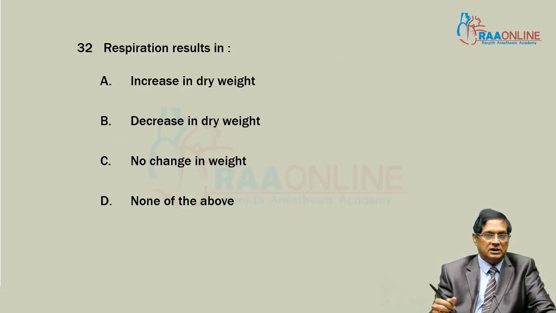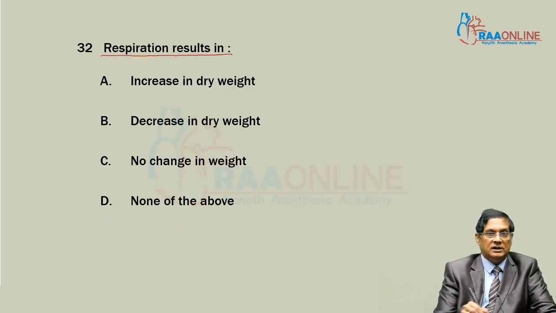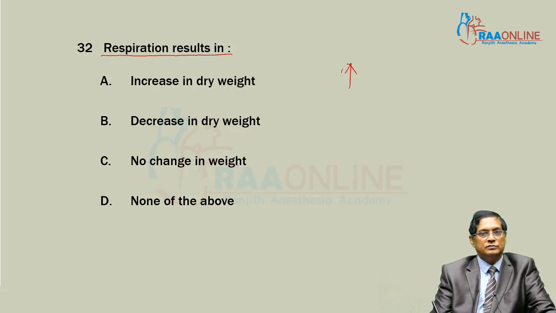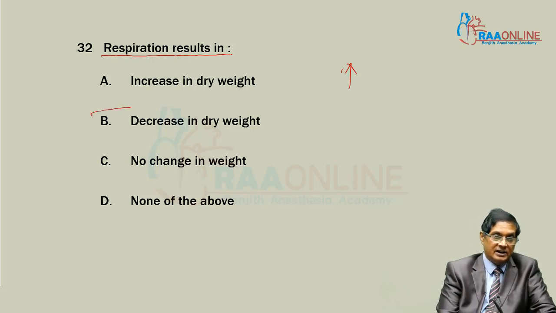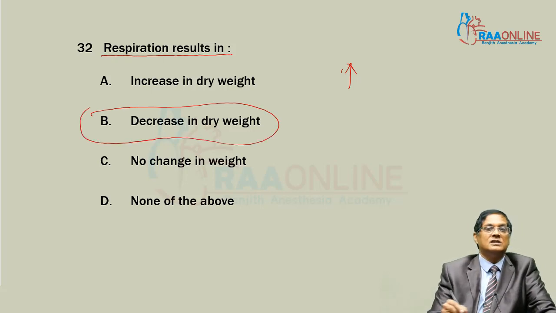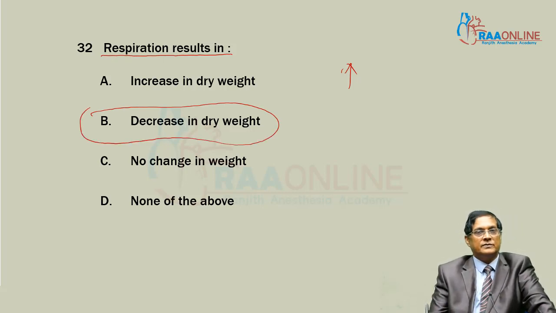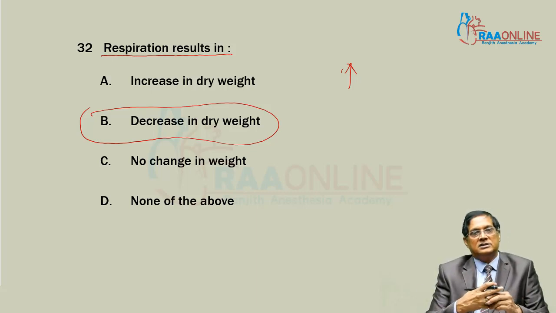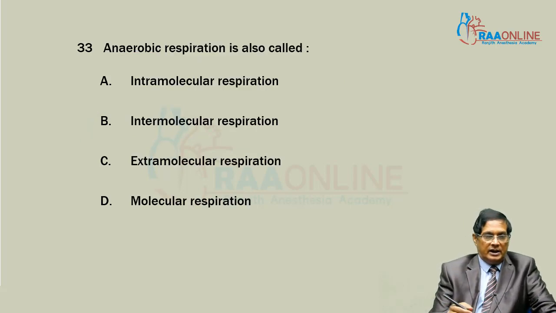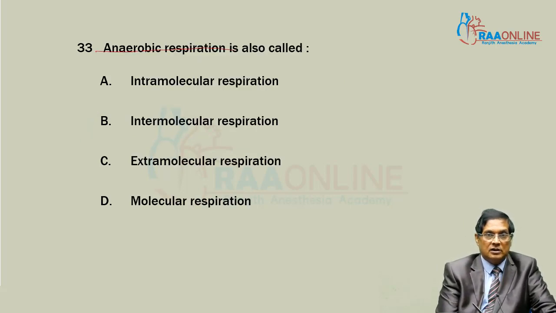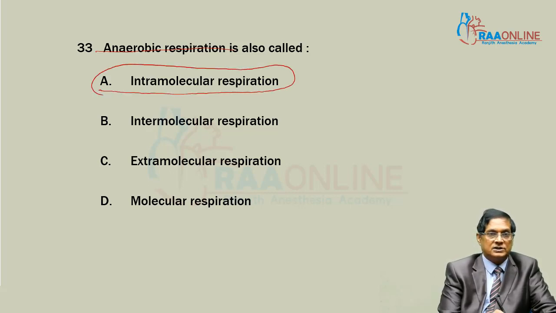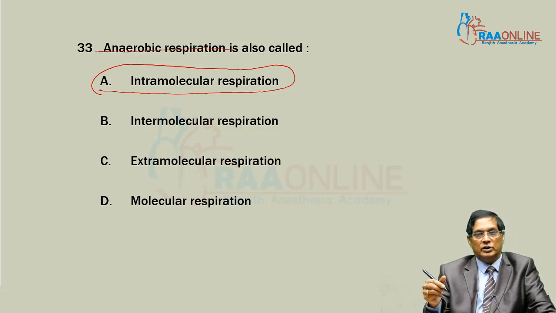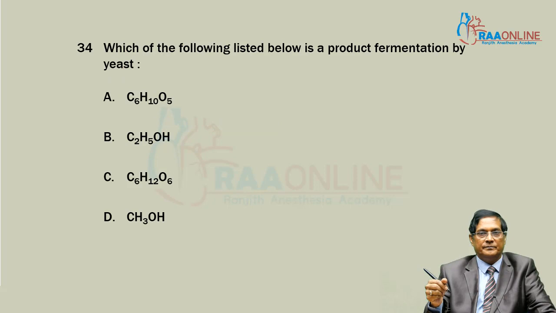Come to the 32nd question. What is the result of respiration? In respiration, materials are consumed. If materials are consumed, then dry weight decreases, because there is a consumption of organic matter. So that's why the dry weight declines in respiration. Anaerobic respiration is also known as intramolecular respiration. I have described it with the first question. Intramolecular means only one molecule is involved.